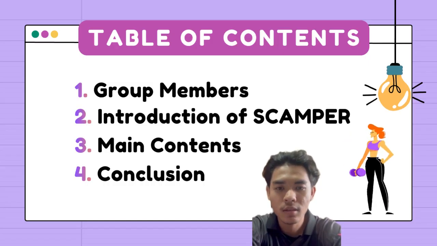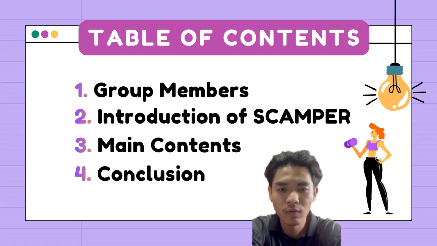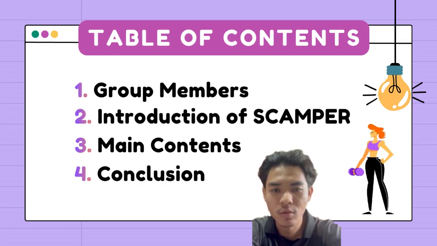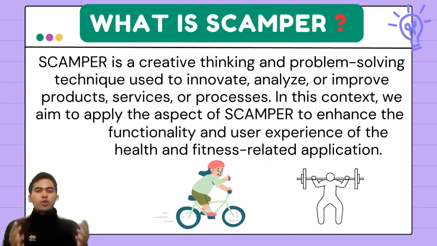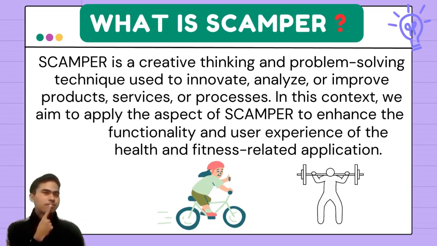As you can see, this is an overview of this presentation. There are 4 parts we provide to you, which is number 1, group members, number 2, introduction of Scamper, number 3, main content, and then lastly, conclusions. Do you know what Scamper is?